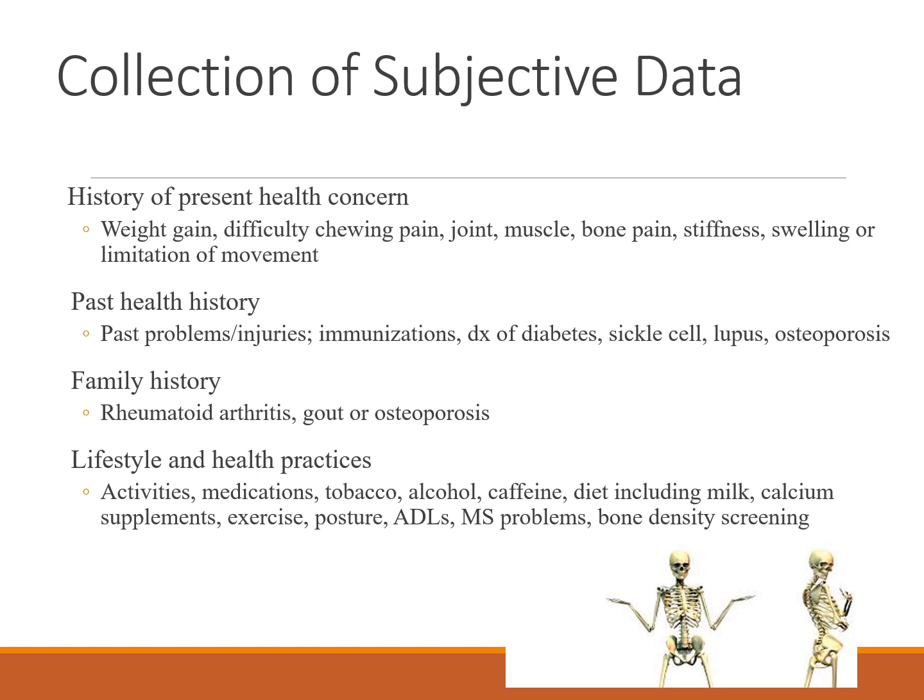In the past health history, have you had any injuries, broken bones, history of diabetes, sickle cell, lupus? A lot of these things will impact your bone health. Rheumatoid arthritis, gout, and osteoporosis can have genetic components, so we want to identify that for our patients as well. And again, we ask about their activities. Are you exercising? What type of medications do you take? Definitely steroids, things like that will impact your patient's bone health.